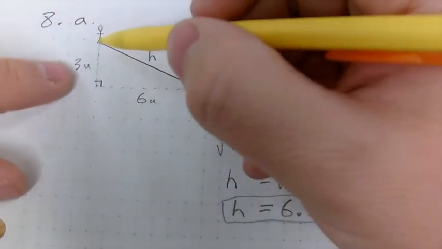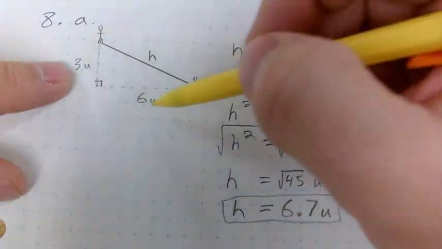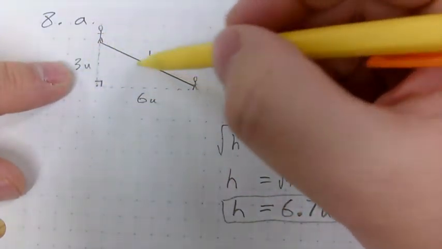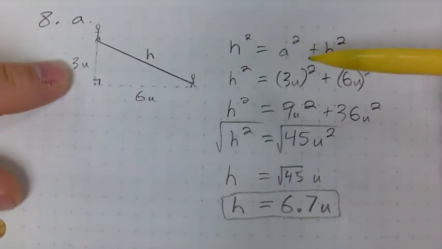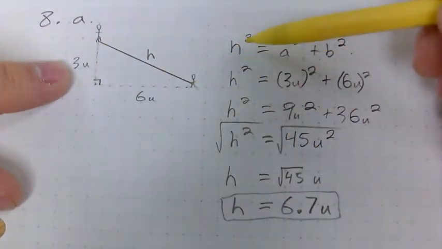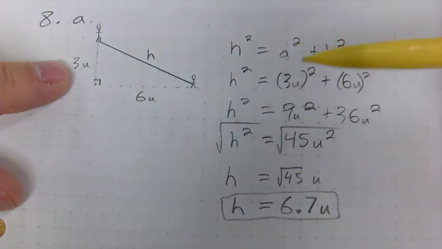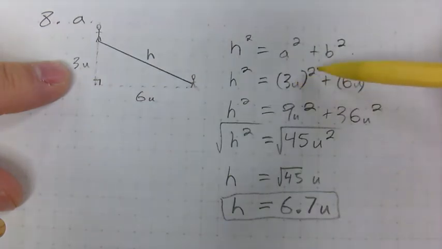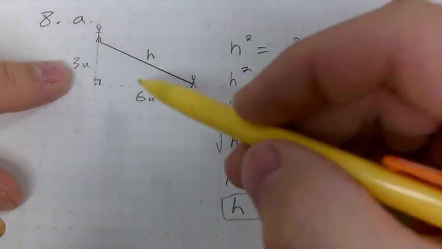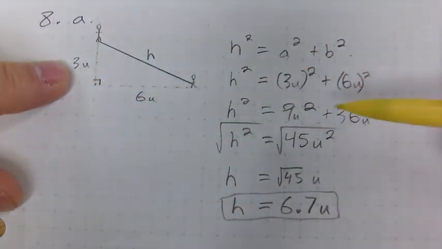But with this model here that we've drawn, we can actually figure out what that distance is. How? By using Pythagoras' theorem, or the Pythagorean theorem. We know that h squared is equal to a squared plus b squared. So h squared is equal to, a is 3 units squared, plus b squared, which is 6 units squared.